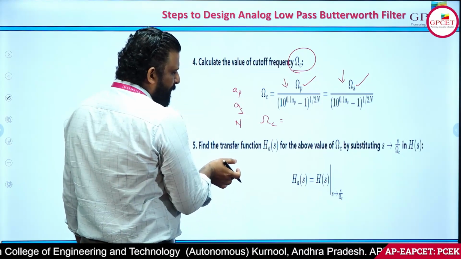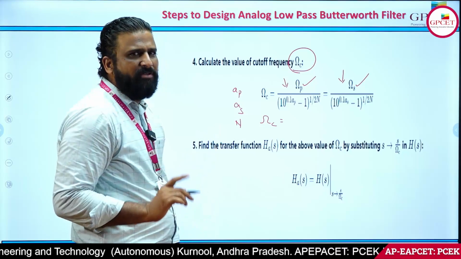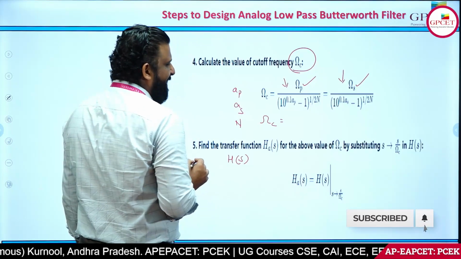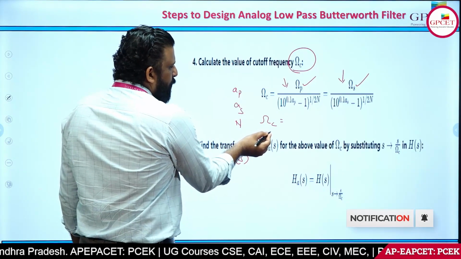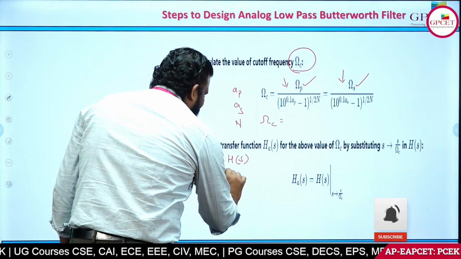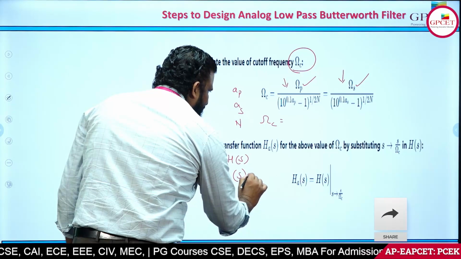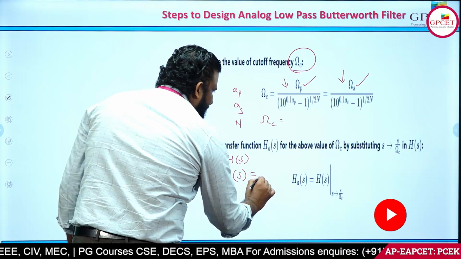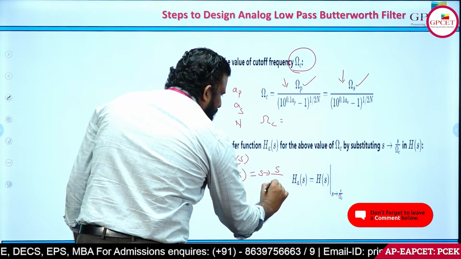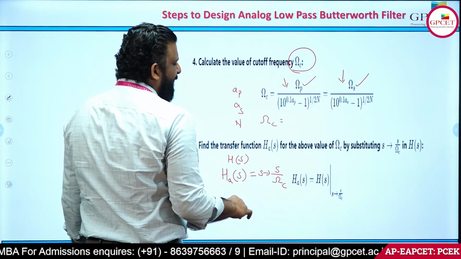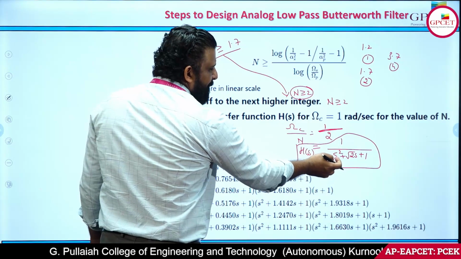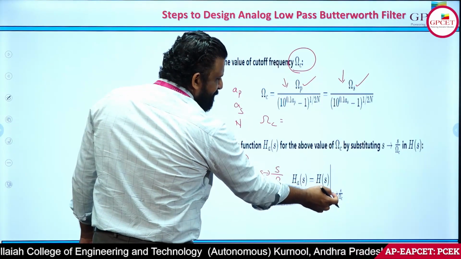After calculating the value of omega c, we are going to find the new transfer function, where in the third step we got H of s. After getting the value of omega c, finally I am going to get the new transfer function Ha of s, when I substitute s with s by omega c. So in all the places of s, for example in what we got in the third step, I am substituting s by omega c.